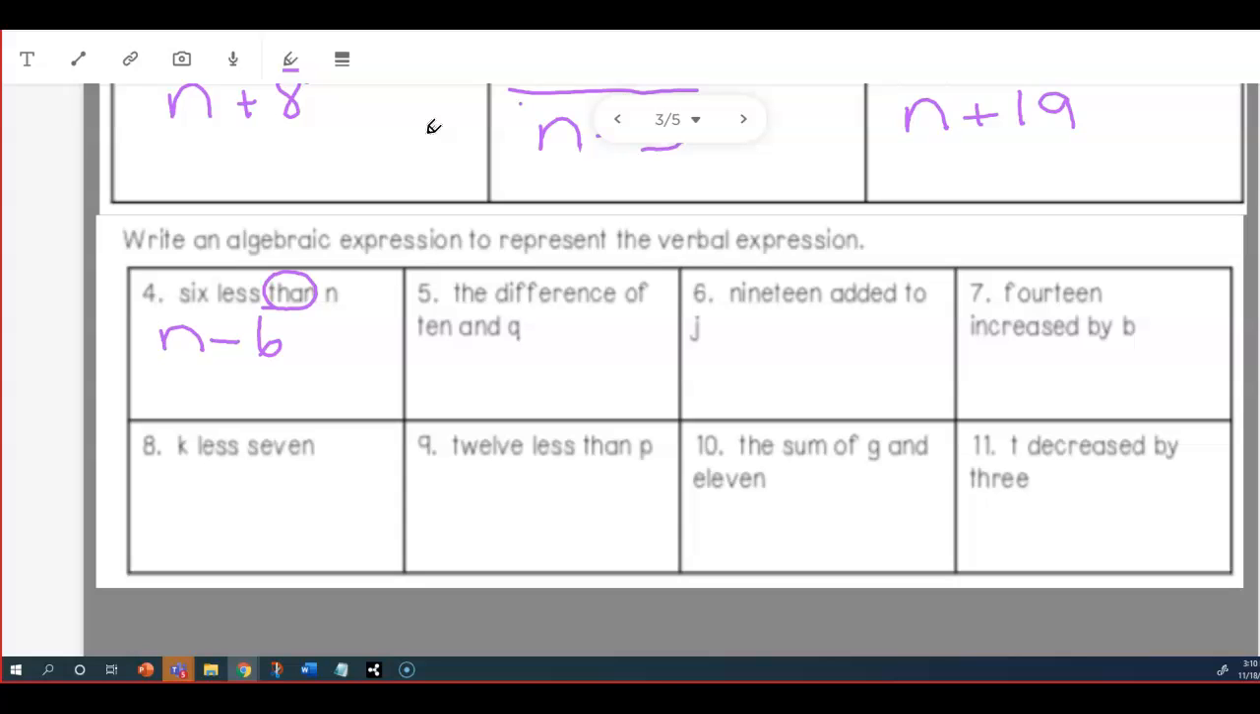Okay, the difference of 10 and q. Difference of 10 and q. There's nothing that would make me want to flip anything, so I'm just going to write it in the order that they wrote it. 10 minus q.